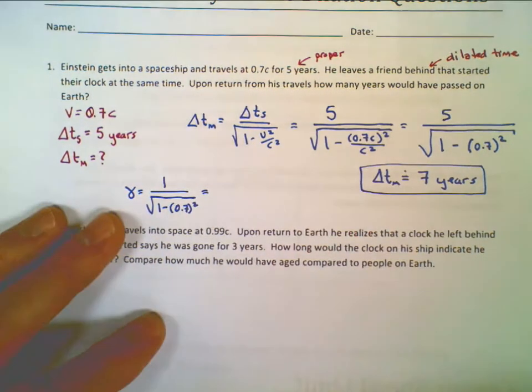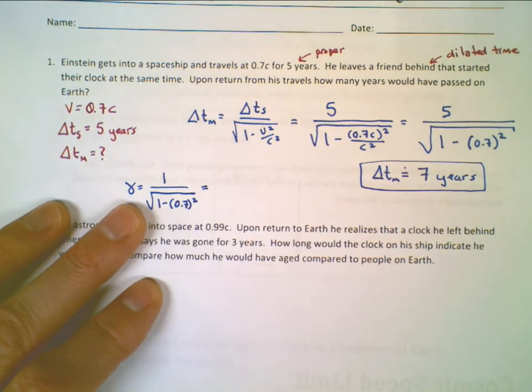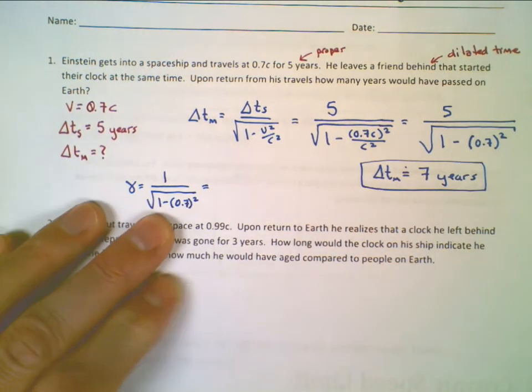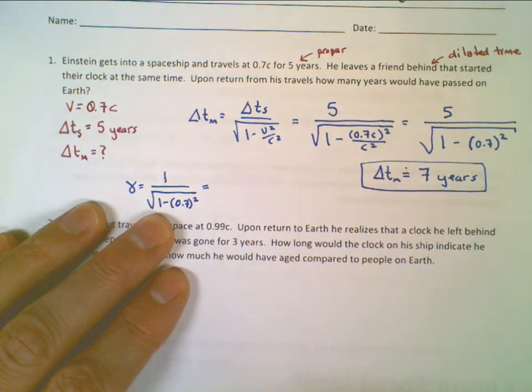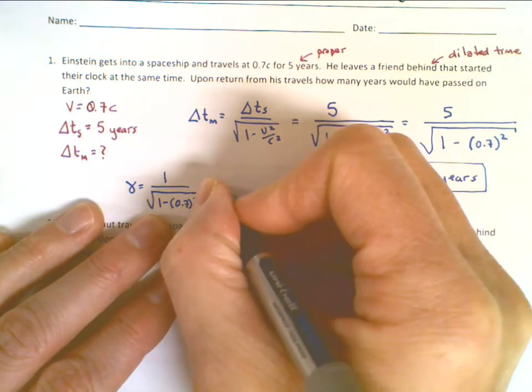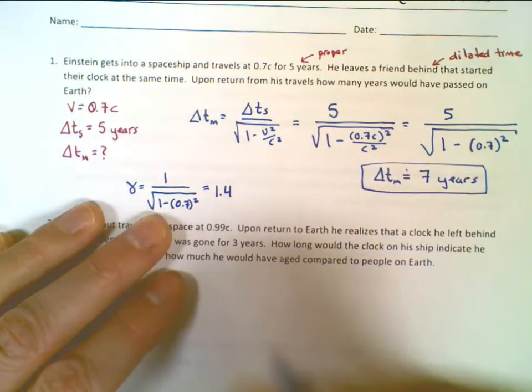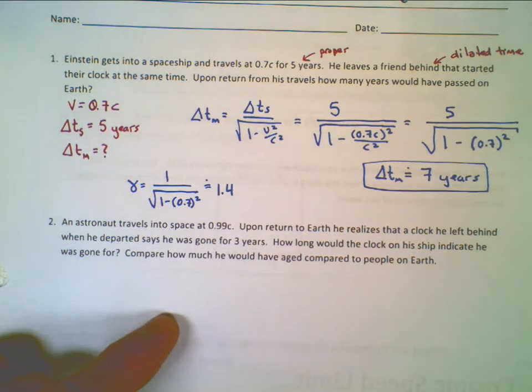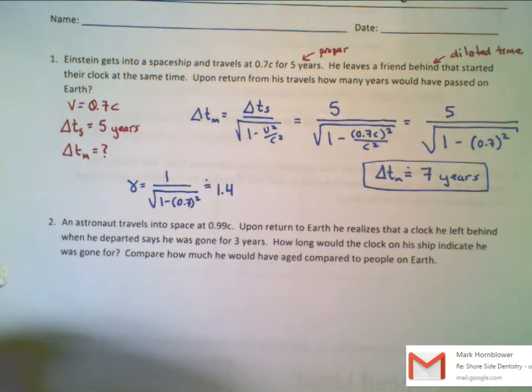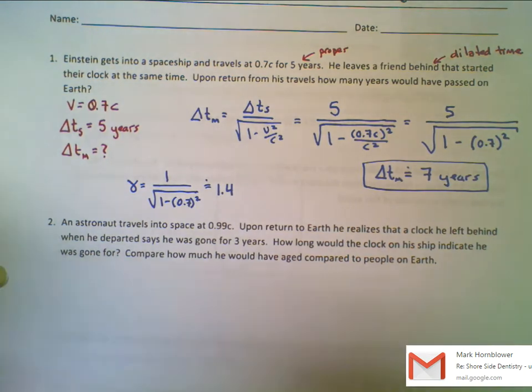Which is the way I originally did it. So I would do 1 divided by, I usually do 1 subtract 0.7 squared, square root, take the inverse, and I get 1.4. So it's got a gamma factor of about 1.4. So if I took 5 times 1.4, I get 7.